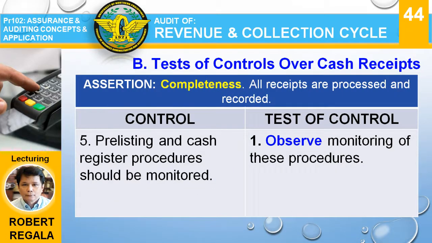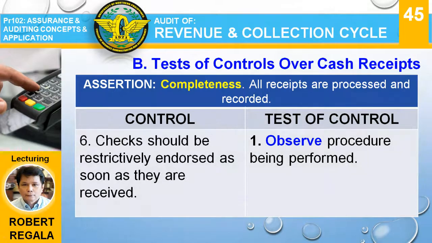Slide 44. General assertion, completeness. Specific assertion, all receipts are processed and recorded. The controls on this and the next 3 slides will cover the assertions mentioned. The fifth control is described as pre-listing and cash register procedures should be monitored. To test this control over the assertions, the auditor observes the monitoring of these procedures.